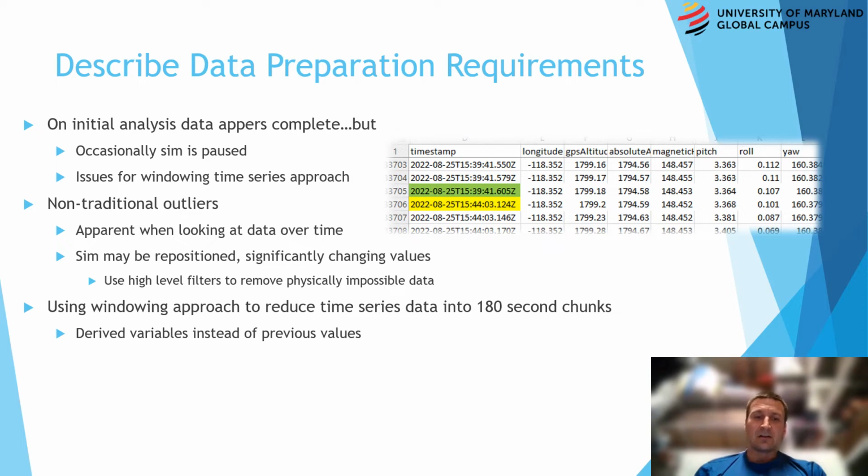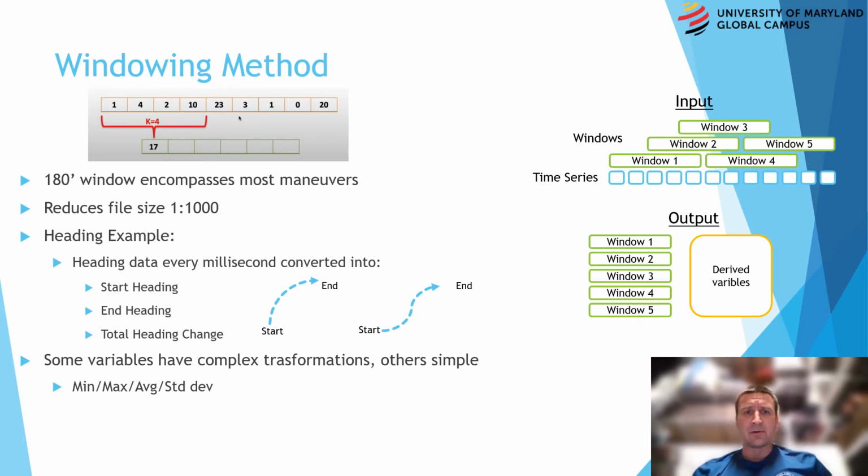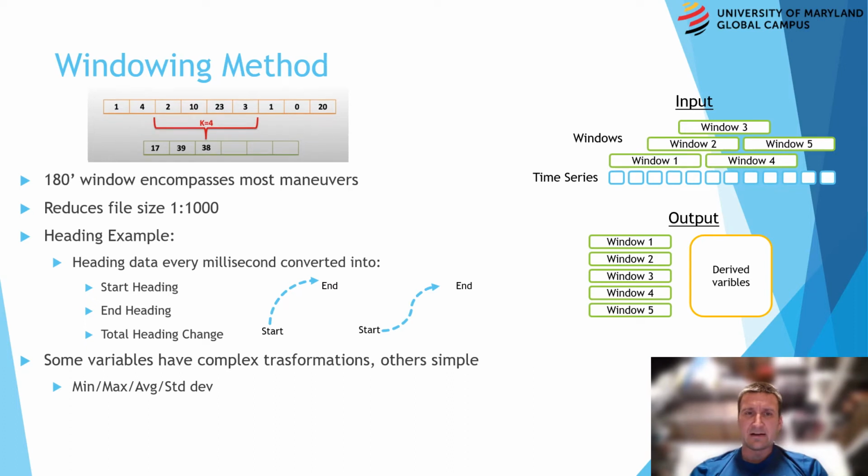I'll show in the next slide what that's going to look like, but each of those windows is going to have derived variables in it instead of previous values. Some traditional windowing approaches look to take the previous value at the previous window and incorporate that into one line of data. I'm going with a slightly different approach here, and I'll talk through it. It's basically take a certain window of data and then do an operation on that data, and then move the window over, and then take another observation there and capture that data. So you can see how it would work through the data here. The 180 second window that I'm using here should encompass most maneuvers that are occurring during the data set.